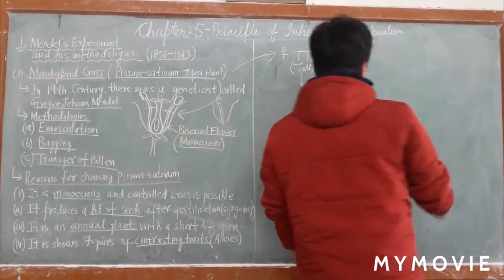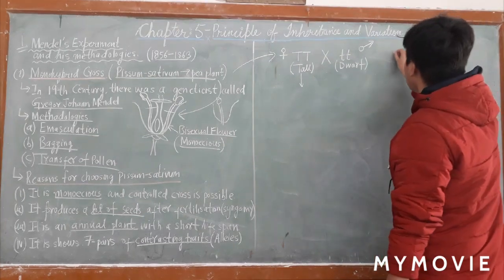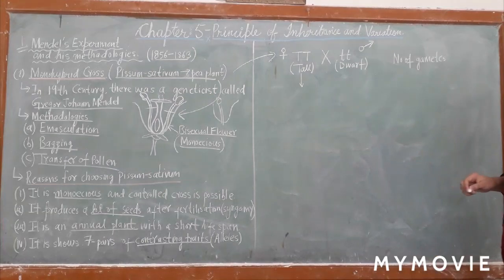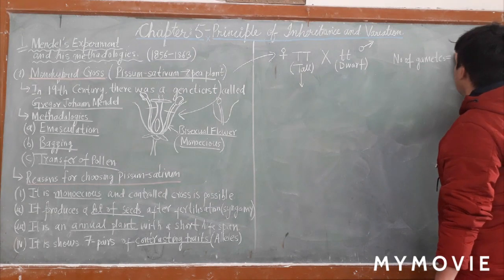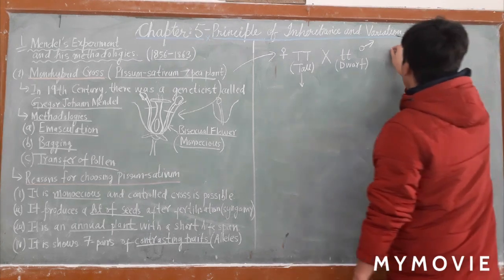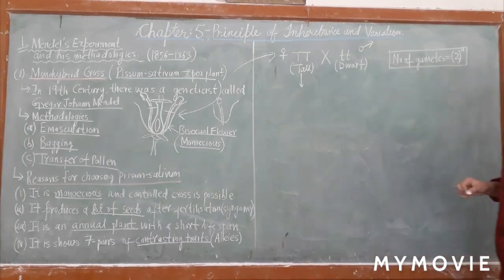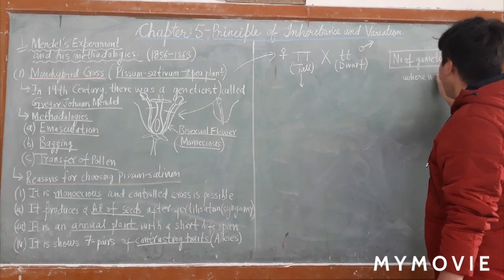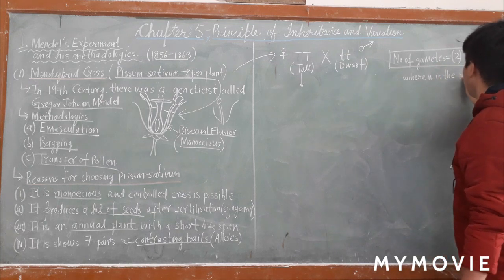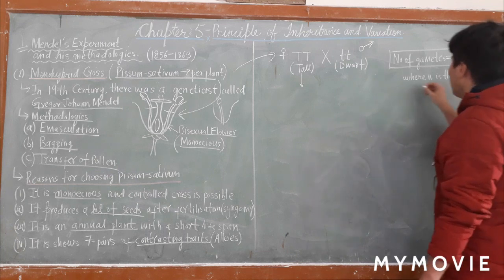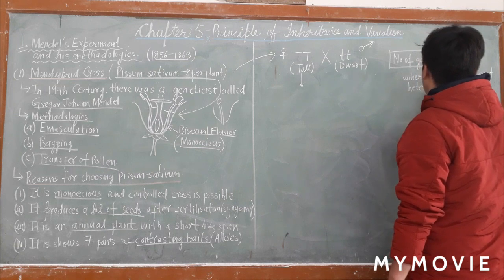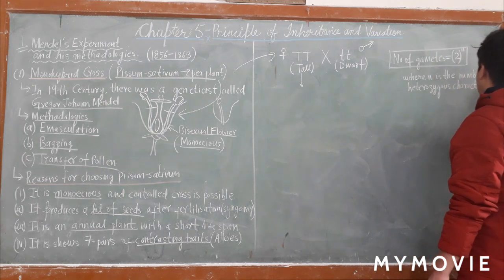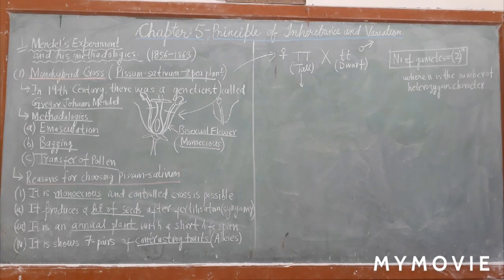Now here I just want to give some extra information: the number of gametes. The formula for the number of gametes is 2 to the power n. Okay, so this is the formula for the number of gametes. Keep that in your mind. Where n is the number of heterozygous characters.